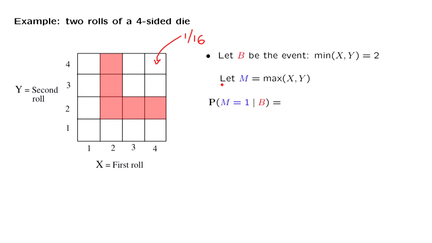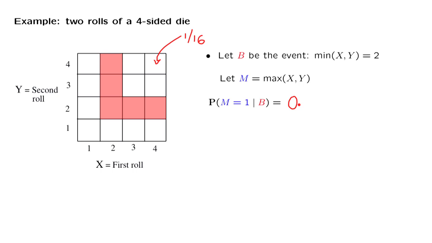Now let us look at this quantity, the maximum of the two die rolls, that is the largest of the results, and let us try to calculate the following quantity, the conditional probability that the maximum is equal to 1 given that the minimum is equal to 2. So this is the conditional probability of this particular outcome. Well, this particular outcome cannot happen. If I tell you that the smaller number is 2, then the larger number cannot be equal to 1. So this outcome is impossible, and therefore this conditional probability is equal to 0.